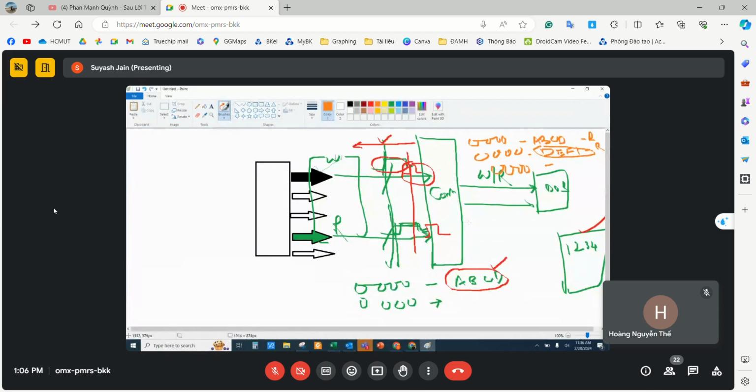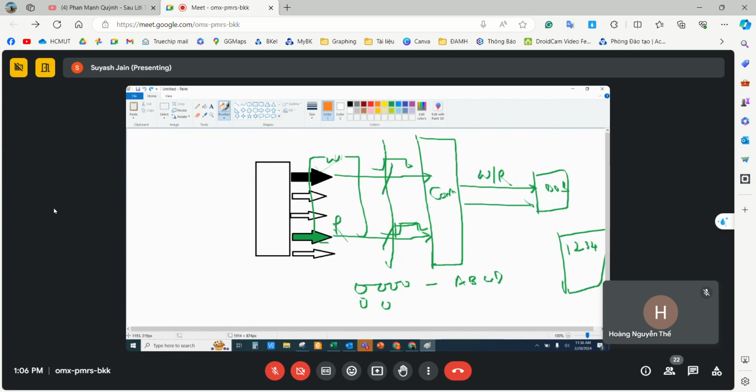Write after read is don't care. You have performed a read. Let me clear it. Suppose you perform a read on this clock cycle, and a write arrived over here.